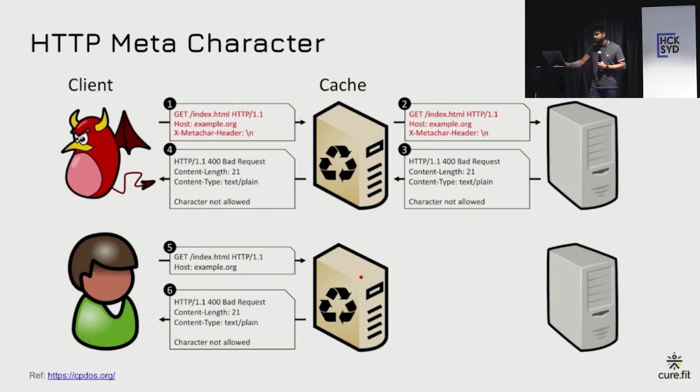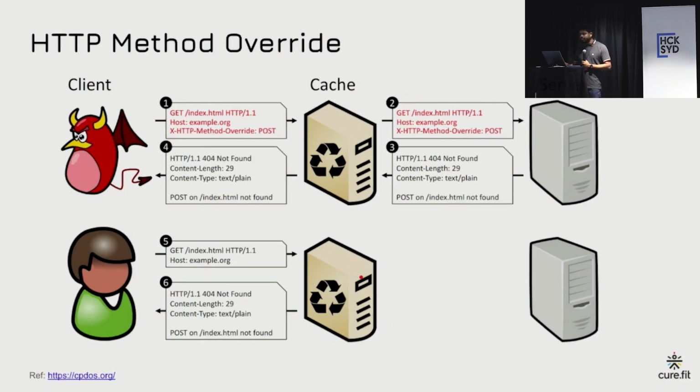Similarly, with the method override, here he is forcing the main server to use the POST method while sending the request as a GET method. The main server will not respond as it was expecting a GET request, but with the header, it understands that it is a POST request. So it will send the 404 error, method not found, or maybe method not implemented yet. So if any legit user accesses the website at the same moment, he will get the 404.